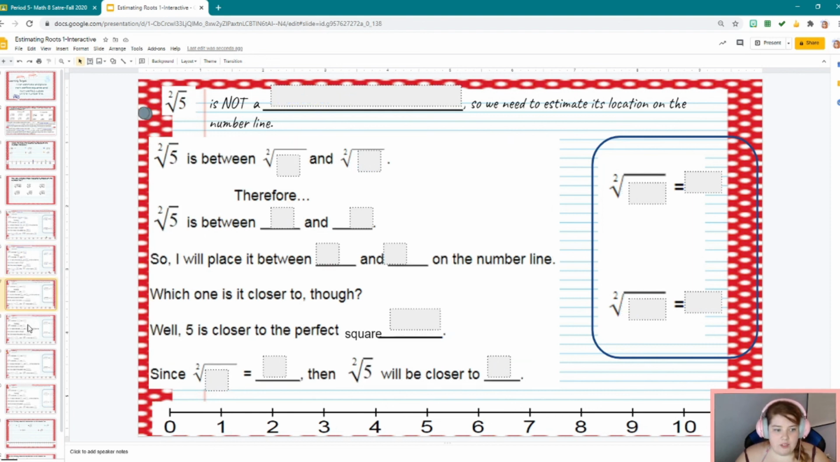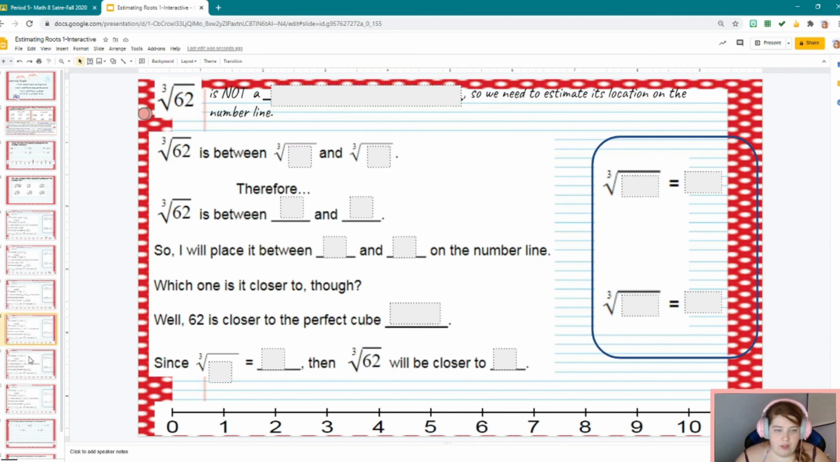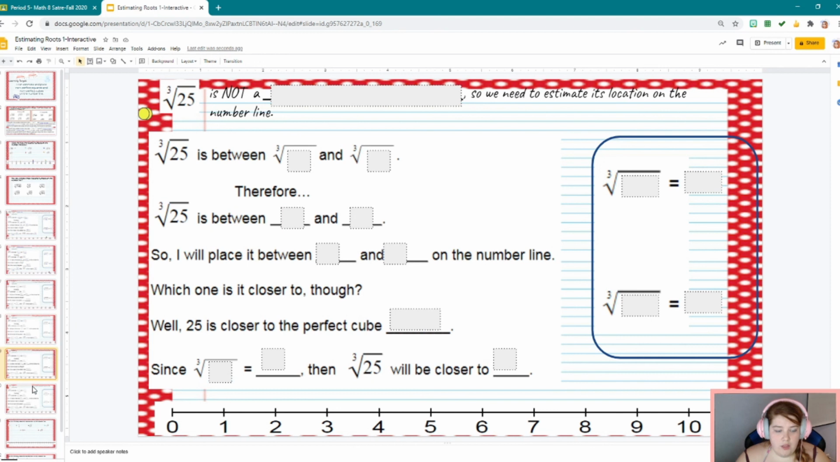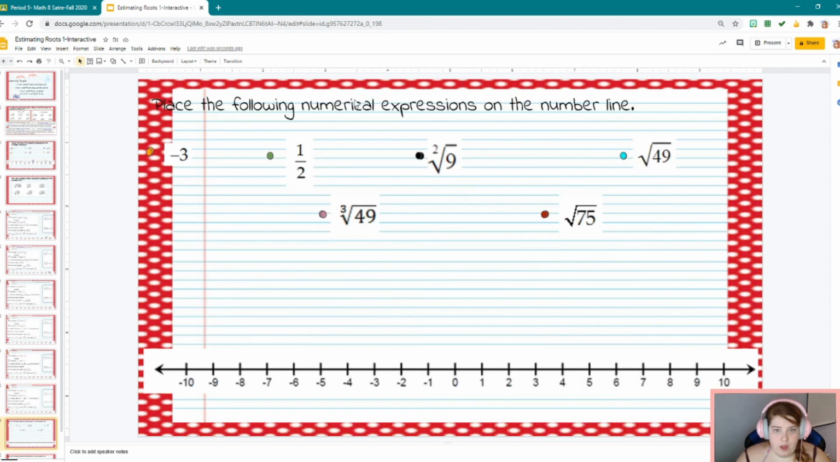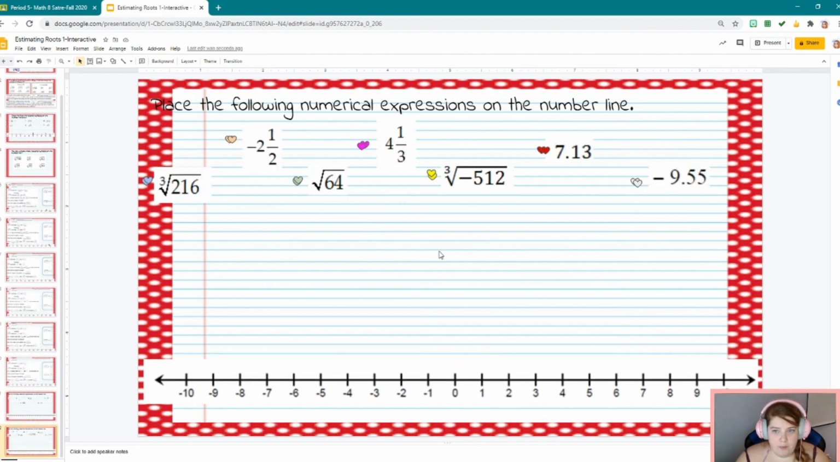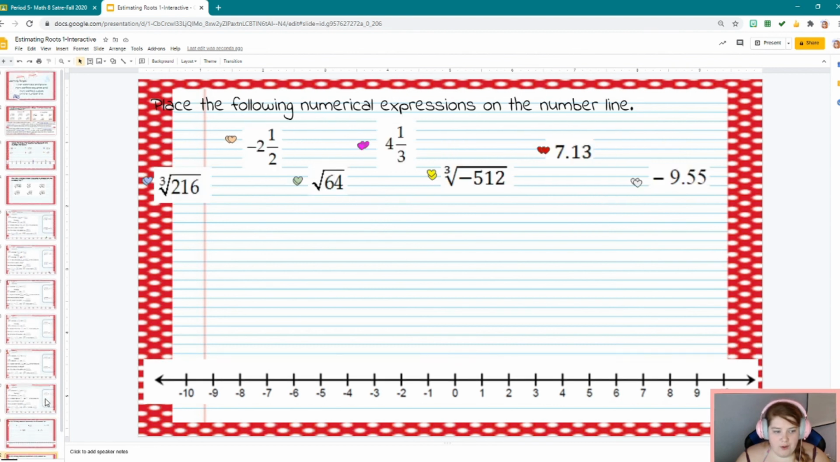The rest of the slides follow the same situation. We have square root of 5, the cube root of 62, the cube root of 25, and the square root of 52. And again, use your squares and cubes chart. Then you have some mixed review, placing these on the number line. Notice you do have some imperfect squares and non-perfect cubes that you're going to have to deal with. Some more mixed practice, and then you are done.